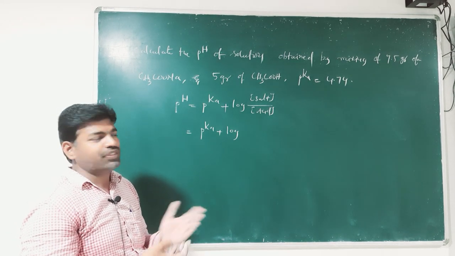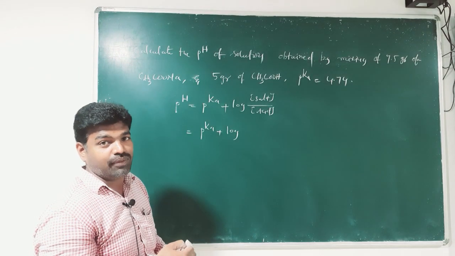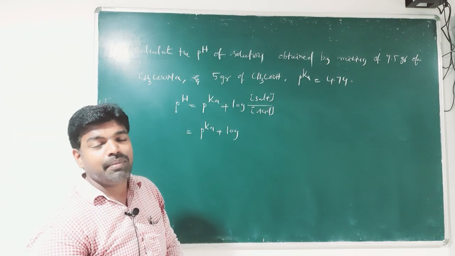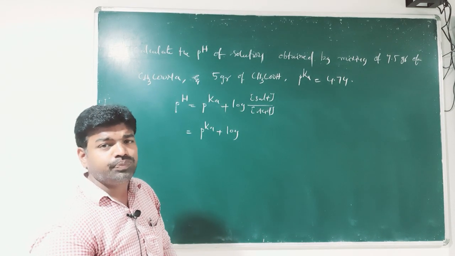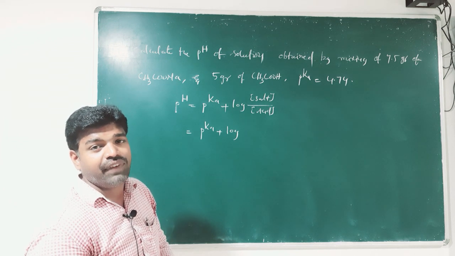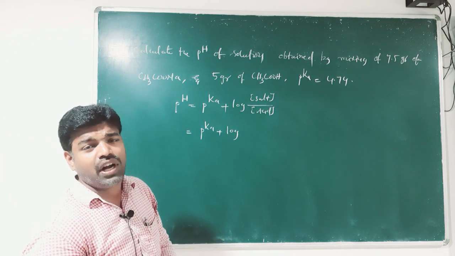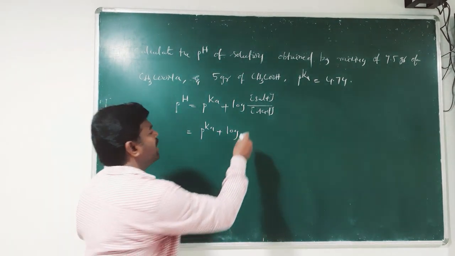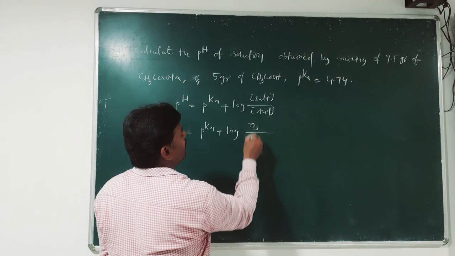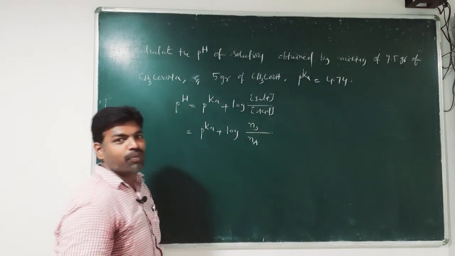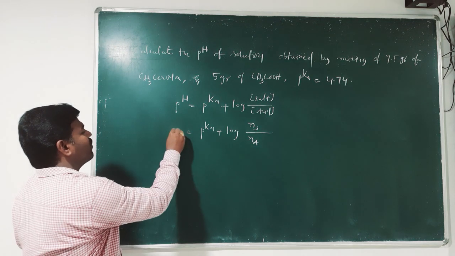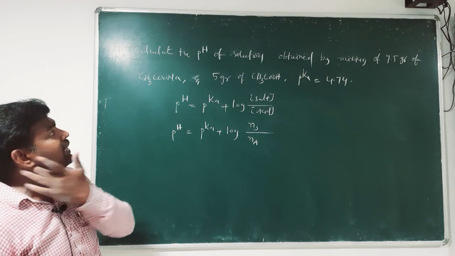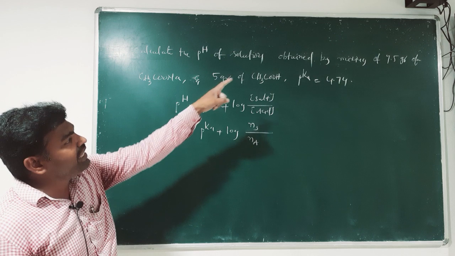Number of moles of salt is equal to concentration of salt. Chemical compounds are quantified in moles, and their concentration is also quantified in moles. So concentration of salt is equal to number of moles of salt, and concentration of acid is the number of moles of acid. The ratio of salt to acid is used to calculate the pH.